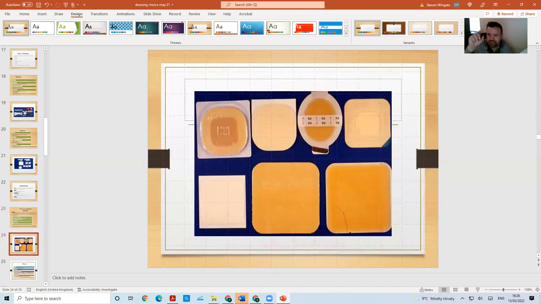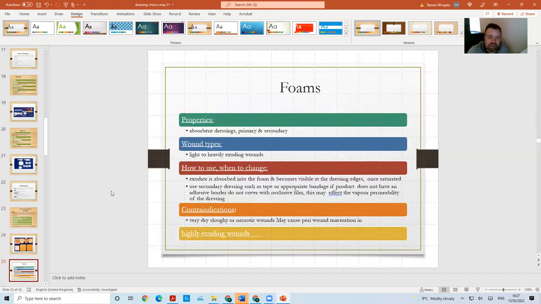Those are the more padded gels, so they last a bit longer, have a bit more protection in there, and are really good. The foams are absorbent, good for taking fluid out. Wound types: light to heavy. Obviously, you can put them on the beds. The dressing needs to make sure it goes to the edges. It can be used as a secondary dressing with an appropriate bandage if the product hasn't already got a border. And you can use films to cover those. We'll talk about this in a second.